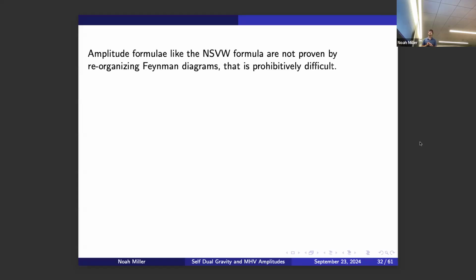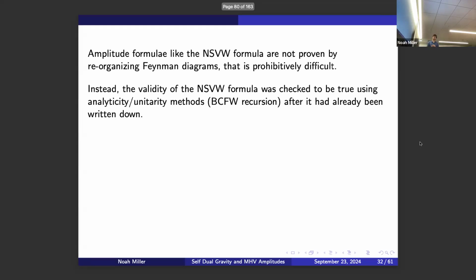But yeah, okay, anyway, the point: amplitude formulae like the MHV formulae, you don't prove these by summing over Feynman diagrams and showing the Feynman diagrams organize. That's way too difficult, especially in gravity. It's too difficult in Yang-Mills, and it's way too difficult in gravity by a lot.